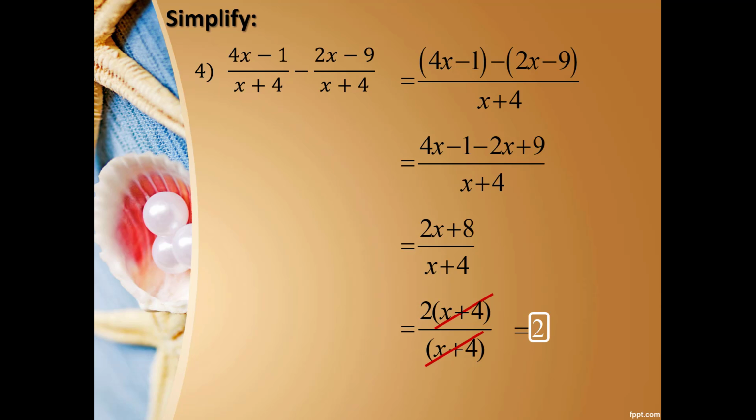All right, so with that, again, remember, if the denominators are the same, you combine the numerators and put them over the same denominator value, then you can factor the numerator and denominator if need be and cancel your like terms.